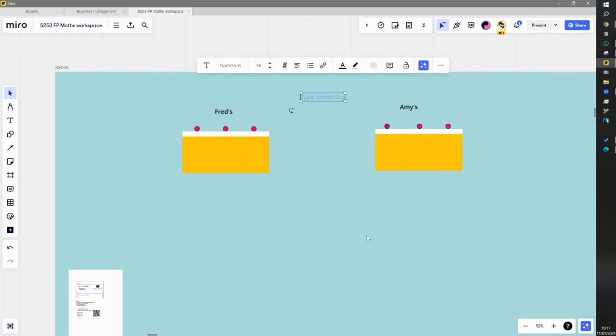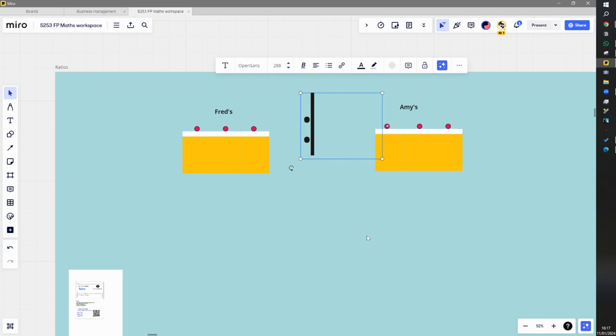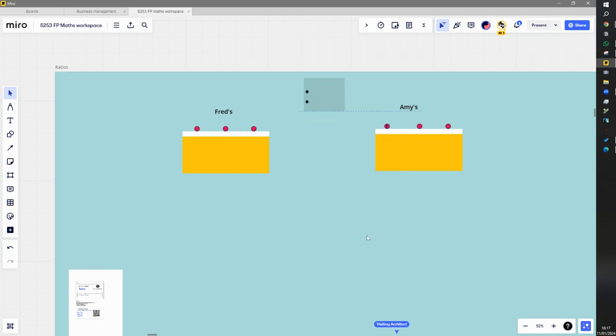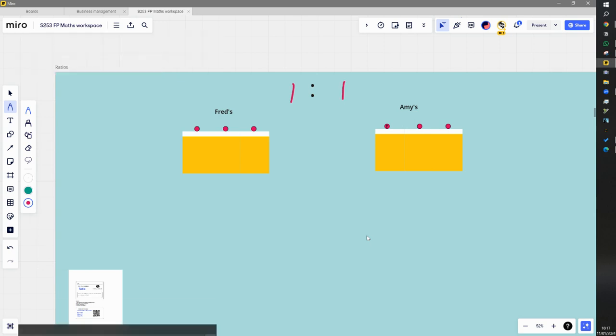So I'll try that again. Make it really big. Maybe not quite that big actually. There we go. So at this point we've got Fred. It's 1:1. Okay. Now let's take the cake.